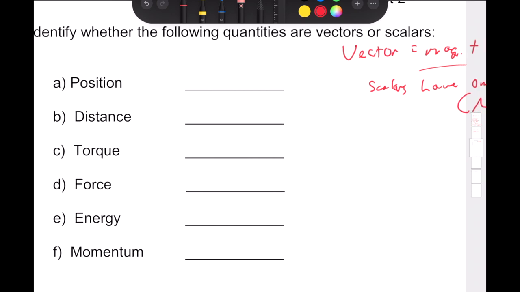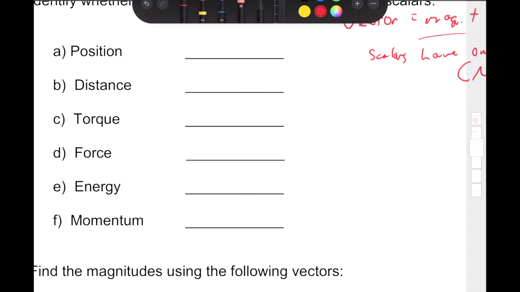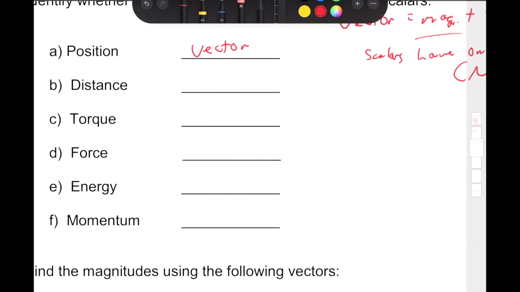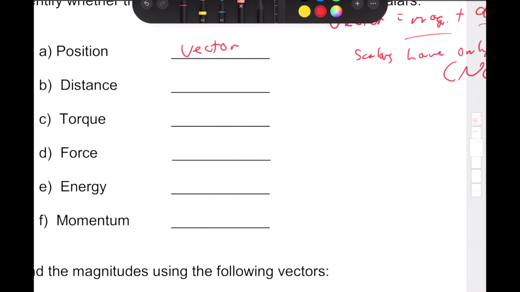So position versus distance. These are kind of two brothers, if you will, two cousins. Position is how far you are from something in a direction. So that means magnitude plus direction. That must be a vector, and it is. Distance is kind of its cousin, because it's just, hey, how far are you from something? I don't care which direction.